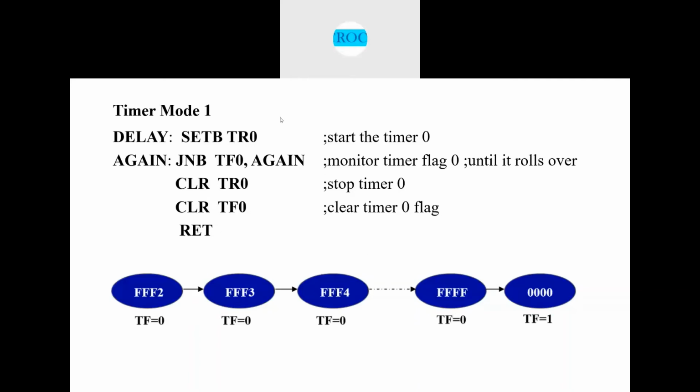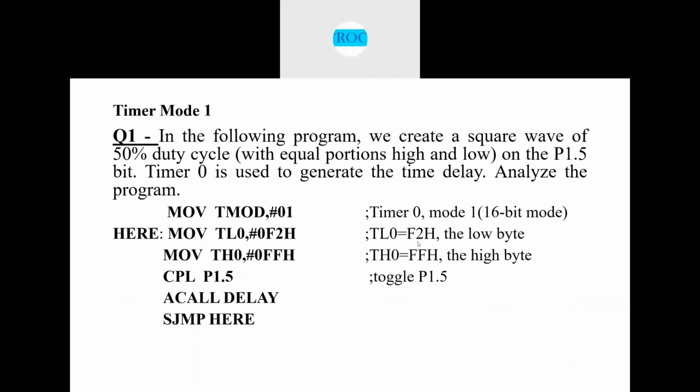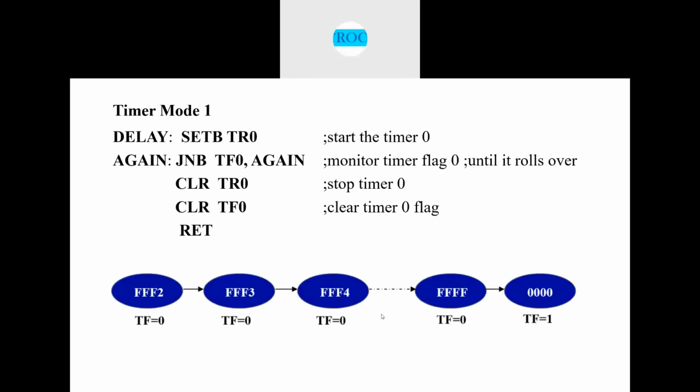We can change the delay depending on the initial value we set here. The higher the value we give, the less the delay will be. If we start with 00, the delay will be more, so that for a longer time the bit will be set to 1, or for a longer time the bit will be set to 0. Right, this is what we have.